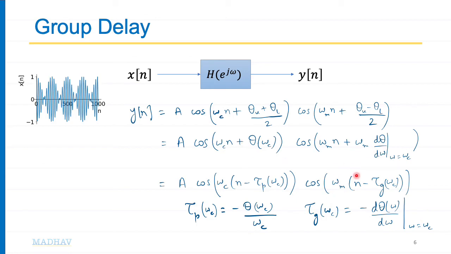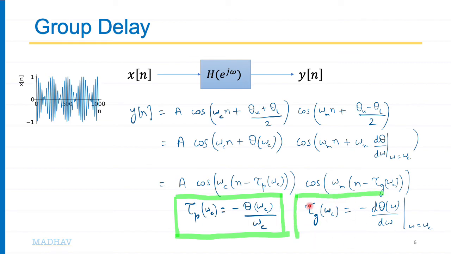Earlier, when this was not present, we only had a phase delay term. But now if there is a modulation frequency present, when the modulation frequency is very small, we also get a group delay term. So basically, my carrier wave gets shifted by these many samples, and my modulation wave gets shifted by these many samples. So if you are working on communications, then you are interested in your modulation signal.